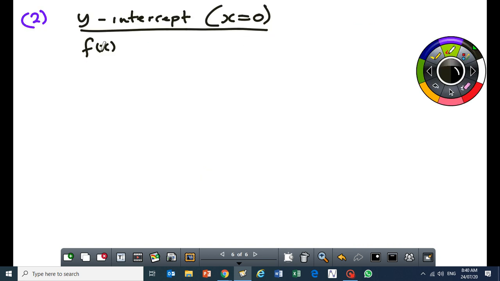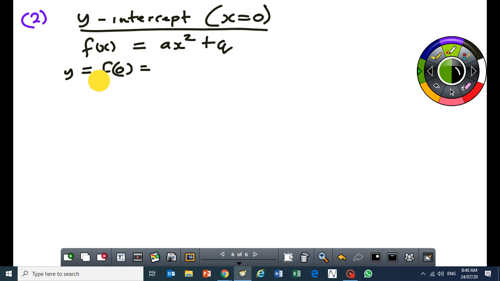Our equation is f of x equal to ax squared plus q. So y will equal f of 0. I hope you remember your function notation. Don't expect anyone to still get confused with this. It means the y value when x is 0.